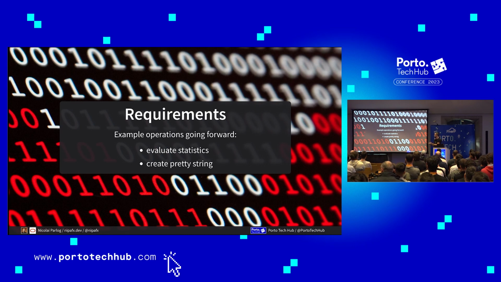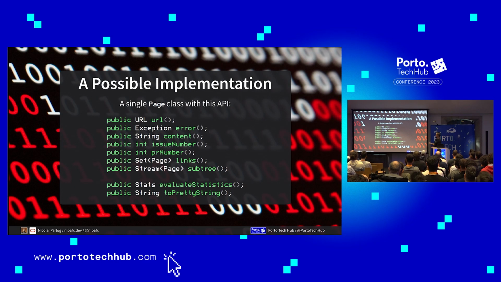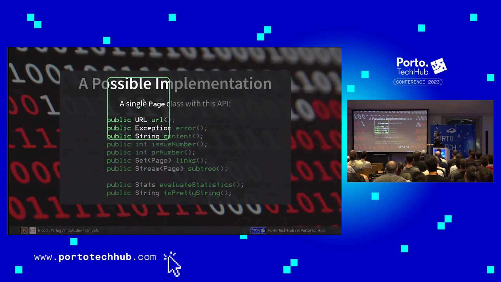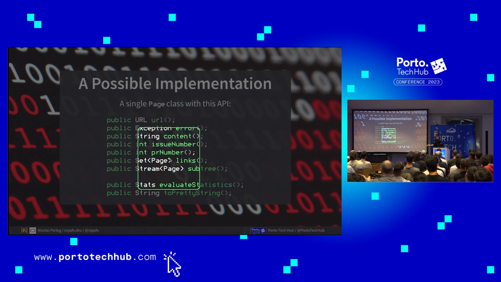Now, how would you implement that? The naive object-oriented approach would be this. To take a class Page, and then you give it all the properties that were shown earlier. It can have a URL, it can have an error, content, issue number, pull request number, outgoing links, and then you can stream a subtree in this very specific thing.